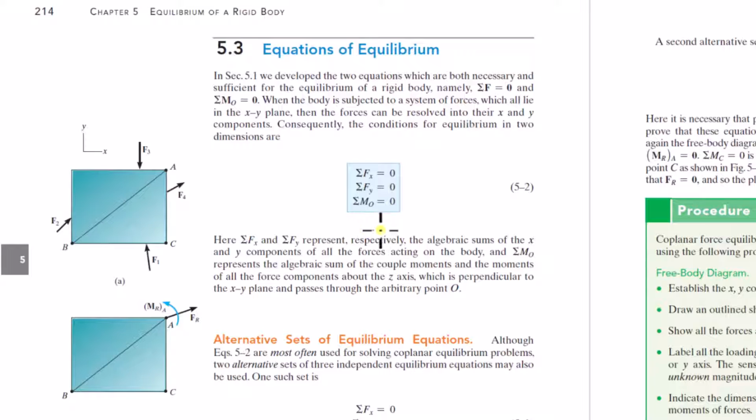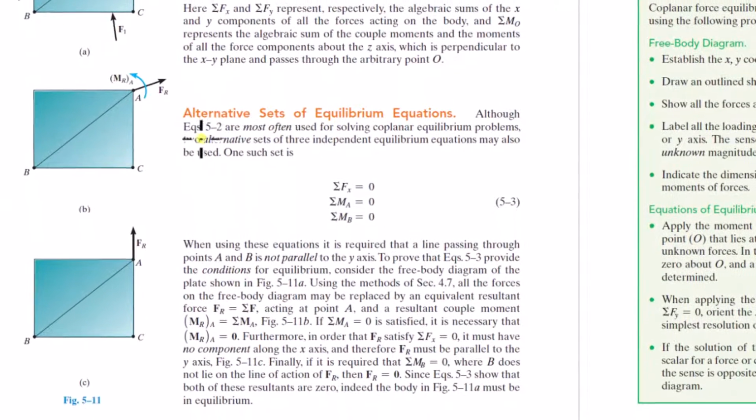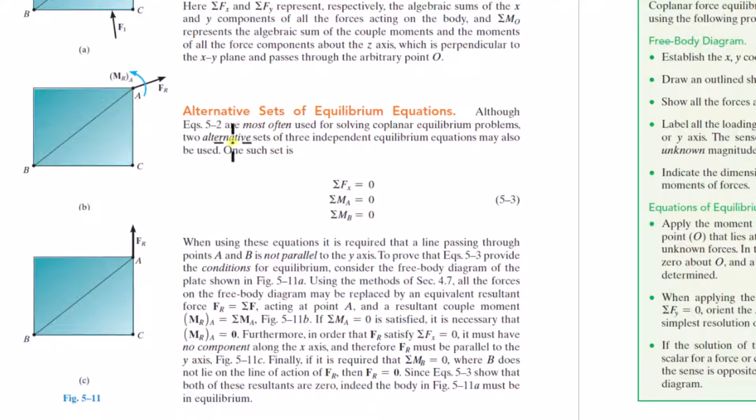All right, so now this is the most common. If you're breaking it down into Cartesian components in 2 dimensions, this is the most common, but there are alternative ways you can apply the equilibrium principle. So, alternative sets of equilibrium equations. Although those equations here are most often used for solving coplanar equilibrium problems, 2 alternative sets of 3 independent equilibrium equations may also be used.